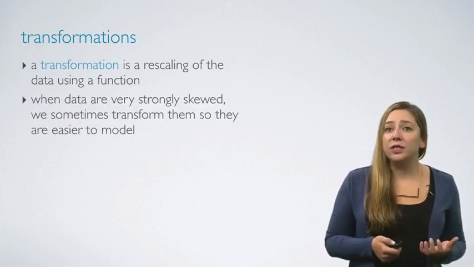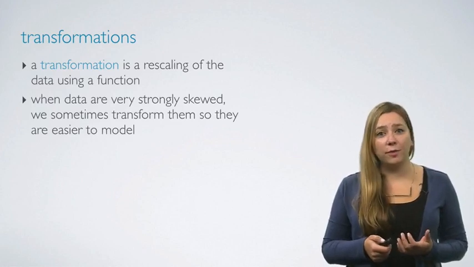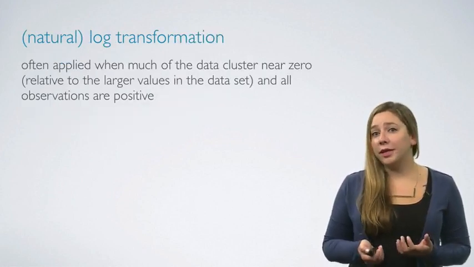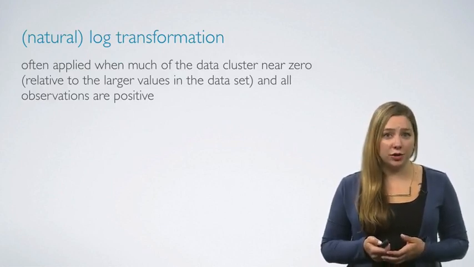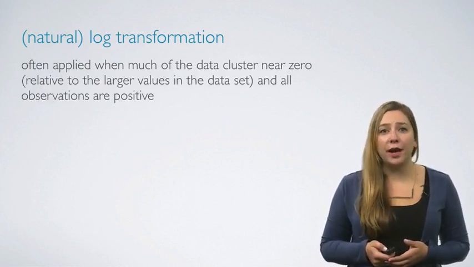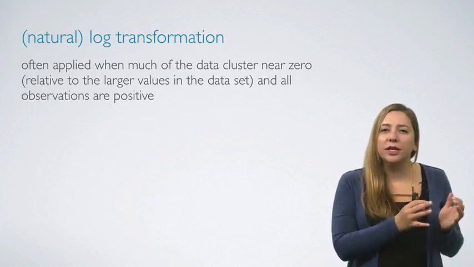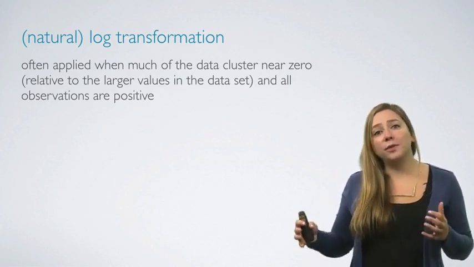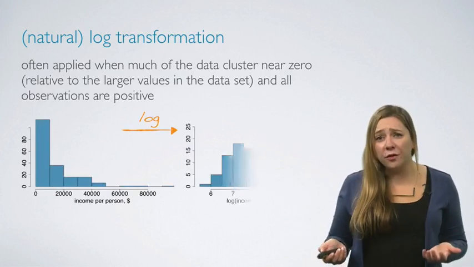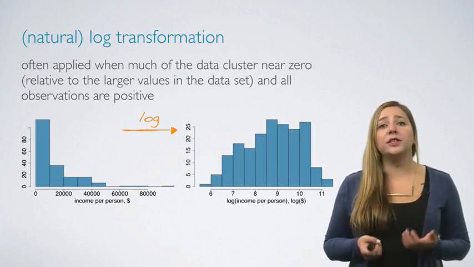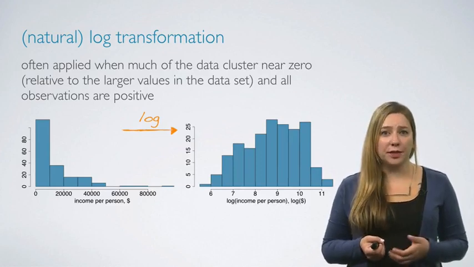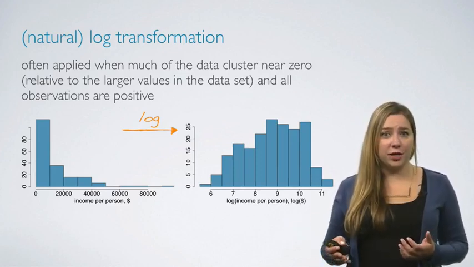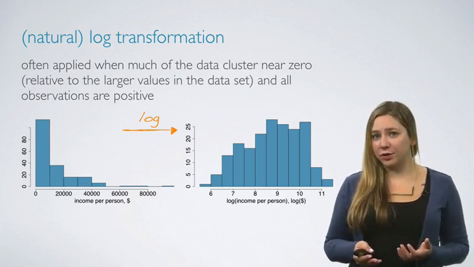When data are very strongly skewed, we sometimes transform them so that they're easier to model. The most commonly used transformation is the natural log transformation, which is often applied when much of the data cluster near zero relative to larger values in the dataset, and all observations are positive. For example, we saw earlier that the distribution of income per person was heavily right-skewed, but after applying a natural log transformation, the data become much more symmetric.